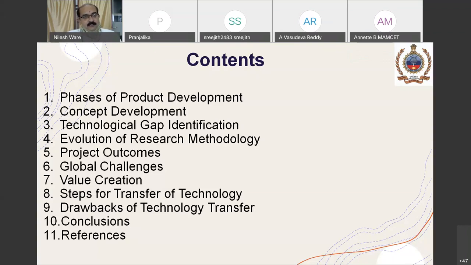As I was saying, when you have challenges, you should definitely think of opportunity. This is what I was trained in before in corporate. So how do we create value? Then what are the steps which were sincerely adhered to for transferring this technology? These are not strict steps which you need to follow. There could be some changes during the evolution of the methodology, but what I have gone through is what I'm going to explain. Then the drawbacks of technology transfer. Then finally, I will go into the conclusion.